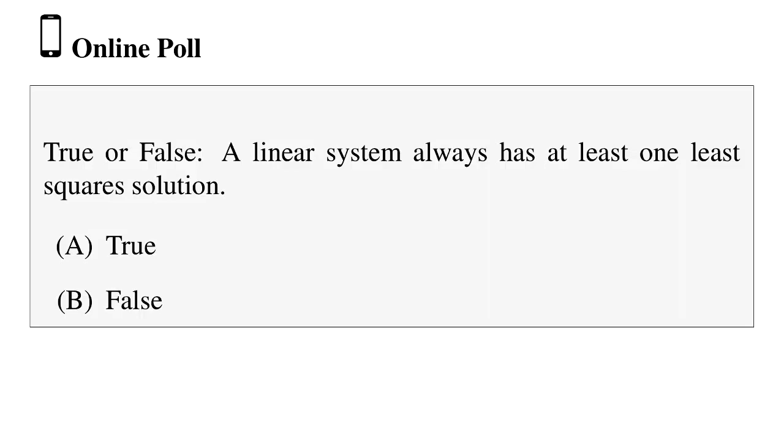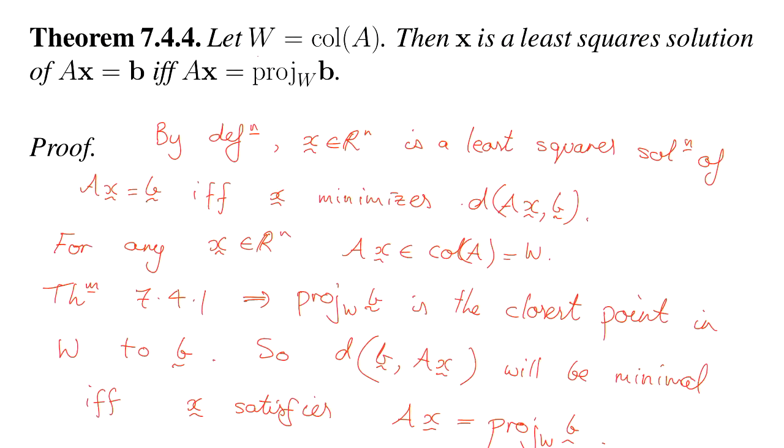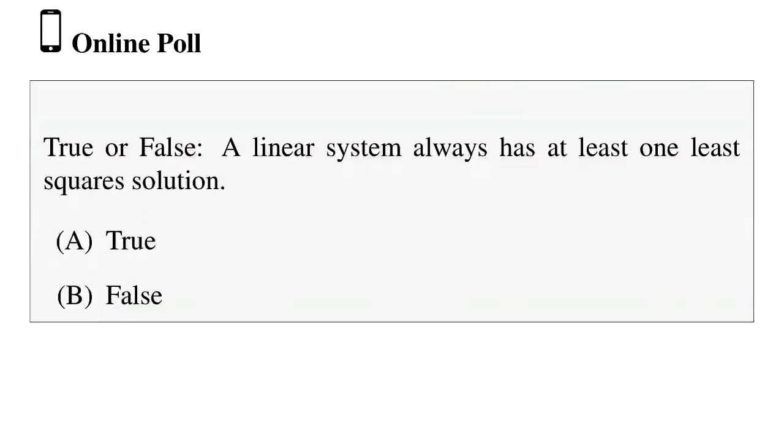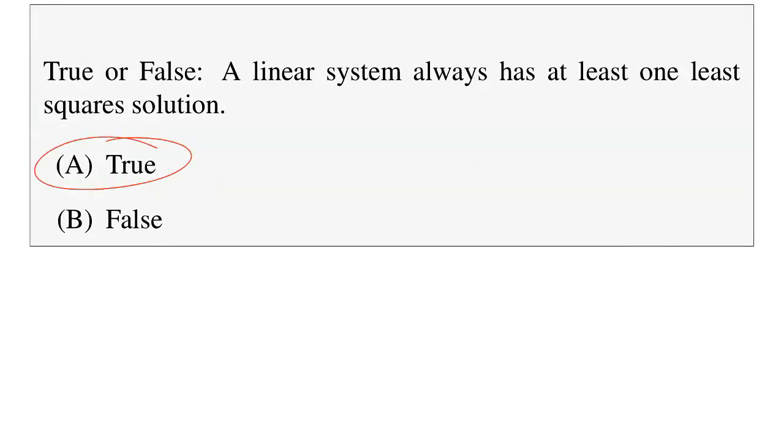Okay, so let's go back and look at what we just proved. X is a least squared solution of AX equals B if and only if it's an actual solution of this equation. That second equation always has solutions, because the projection lives in the column space, so it's consistent. There always exists X that satisfy that equation. Therefore, there are always X that are least squared solutions to the first equation. So what we just showed tells us the answer to this is true.